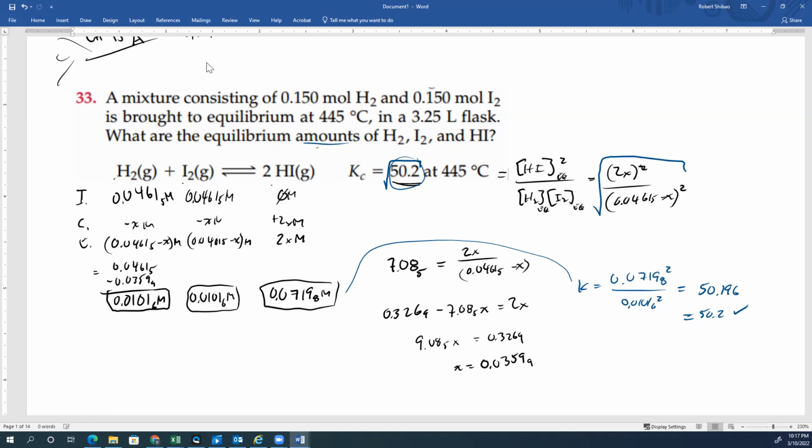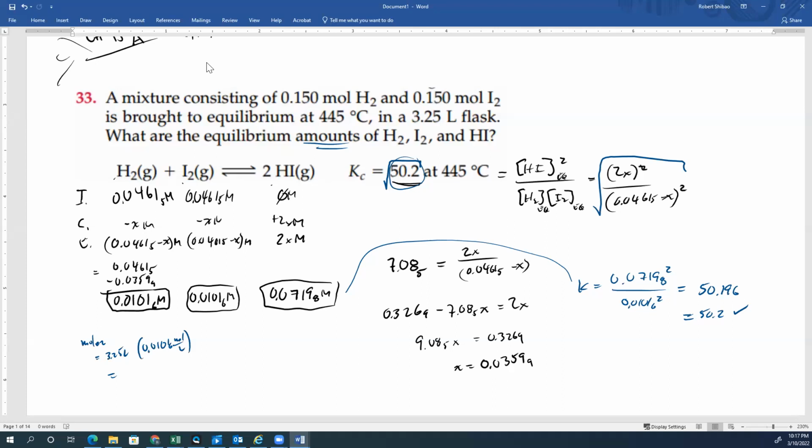Okay, now they want the amounts. The amounts are not going to be in molarity; the amounts will be in moles. And so I have to take 3.25 liters and multiply it by the molarity. So the moles of this will equal 3.25 liters of volume times the concentration of 0.01016 moles per liter. And that gives me how many moles?